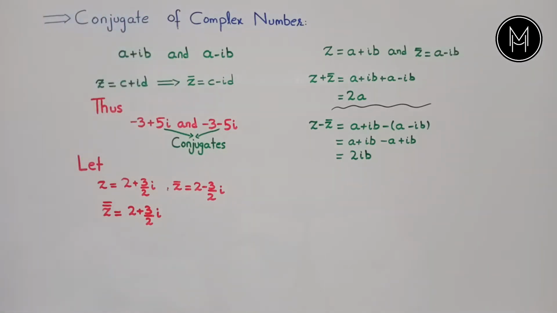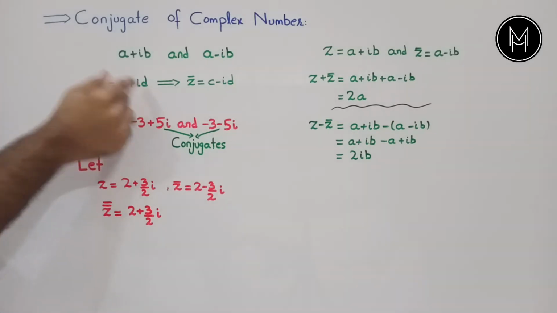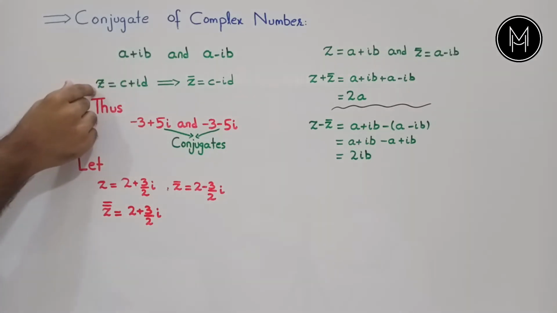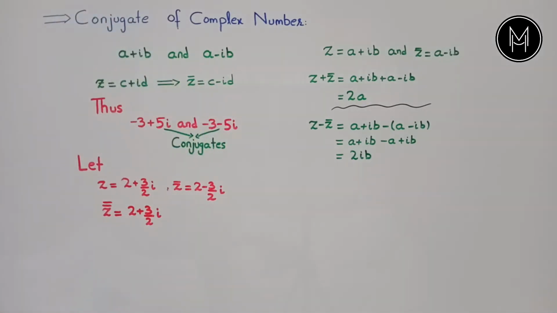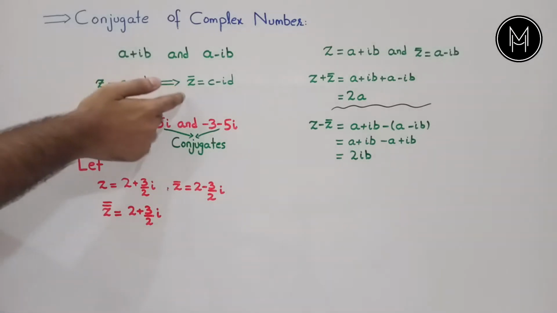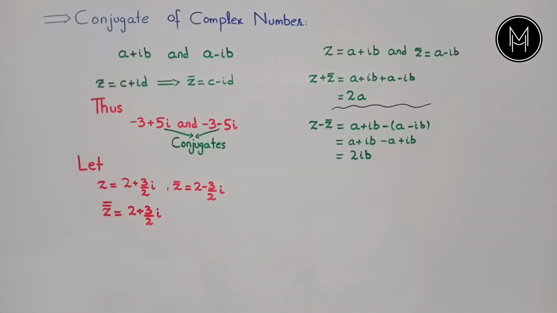Now, how can we write the conjugate of a complex number? The answer is, if we have a complex number c plus id that is equal to z, then its conjugate c minus id would be equal to z bar. So this is how we can write the conjugate of a complex number.